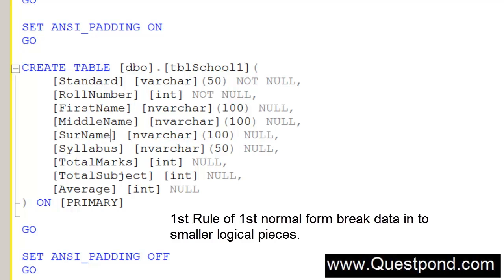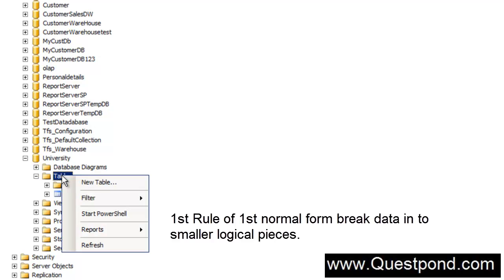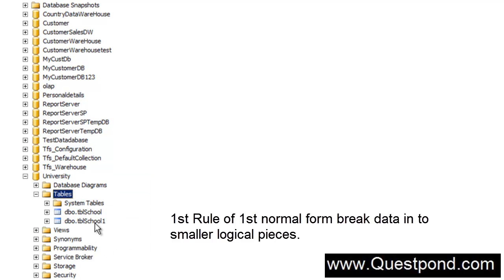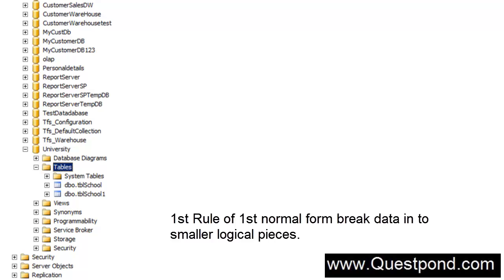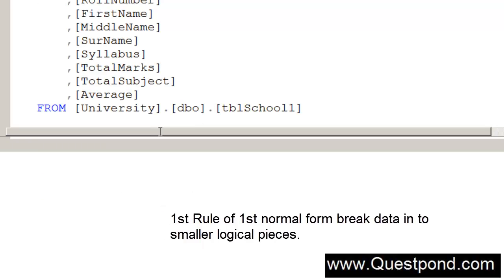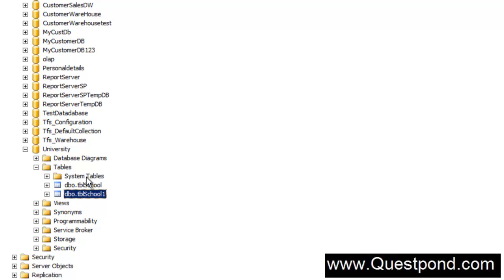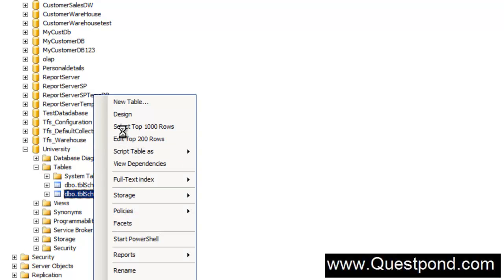If I modify my table design like this, let me show you the newly created table design. The first one was TBL school. This improvised design, I have called TBL school 1. So now if I open this, you can see it is much better. Let me open it in edit mode.